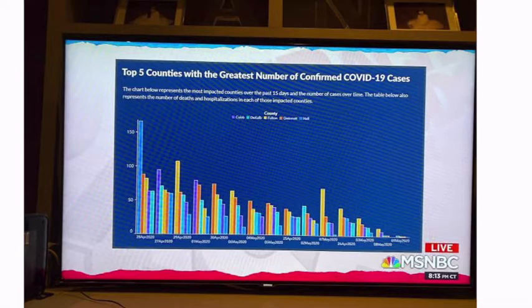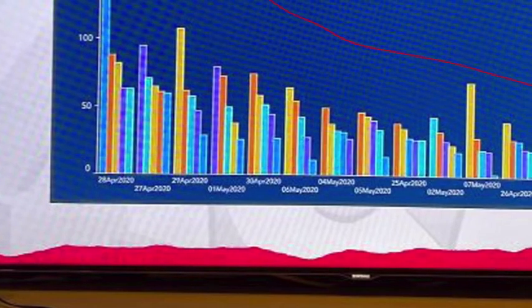Time for Miss Schumann's favorite game, What's Wrong with This Graph? Top 5 counties with the greatest numbers of confirmed COVID-19 cases over the past 15 days and the number of cases over time. All right, so here we've got 5 counties, Cobb, DeKalb, Fulton, Gwinnett, and Hall. And it looks like COVID cases are declining over time. Yay!